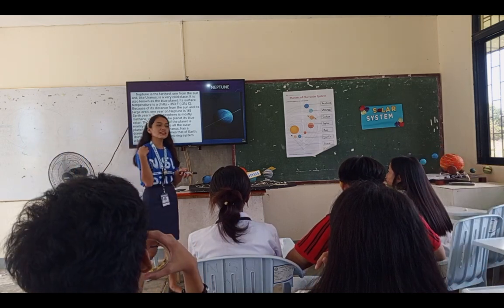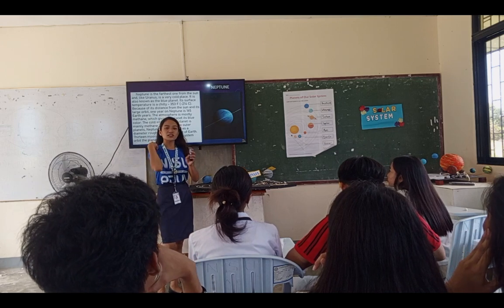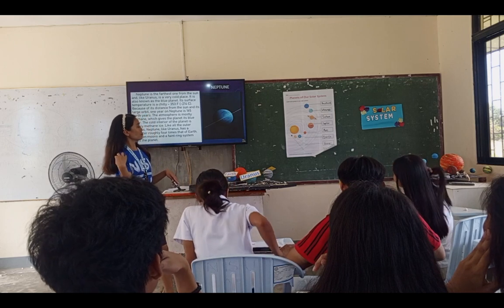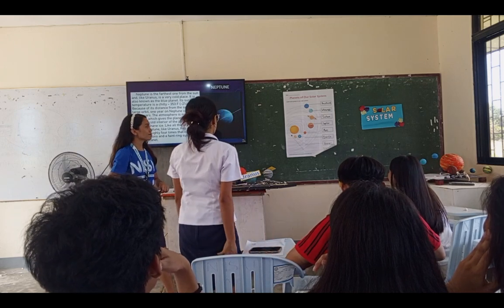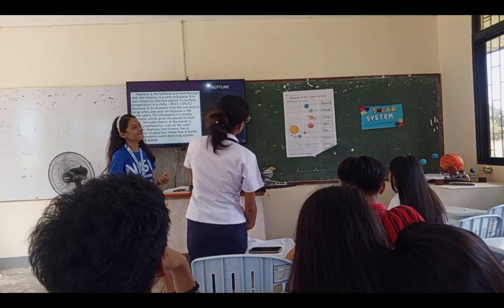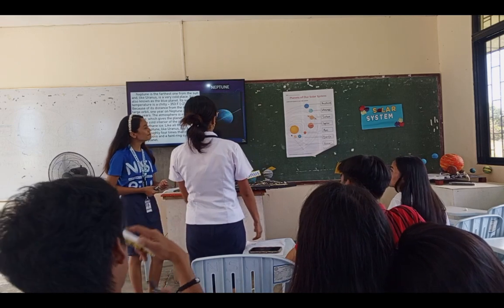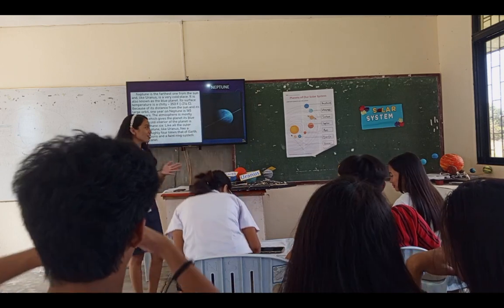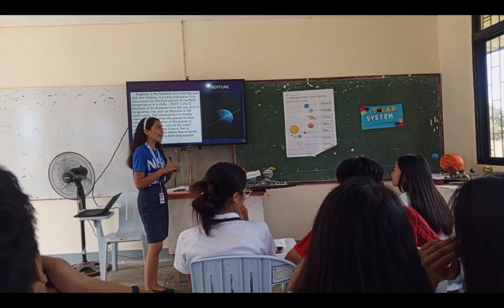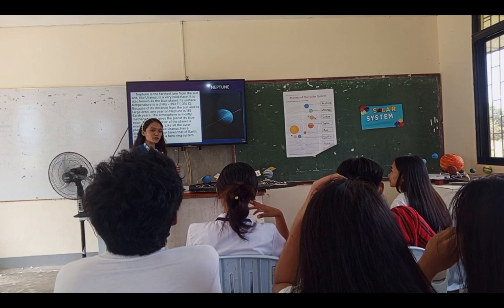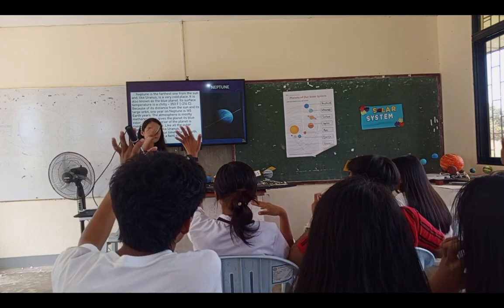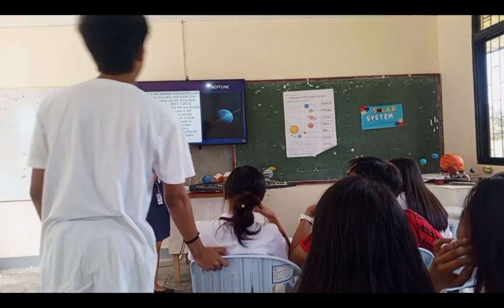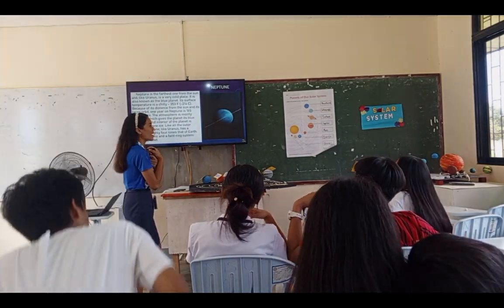Again, who can enumerate the planets in our solar system? Yes, Nicole? The 8 planets of our solar system are Mercury, Venus, Earth, Mars, Jupiter, Saturn, Uranus, and Neptune. That's right. Very good, Nicole. And these 8 planets are divided into 2 groups, which is? Caesar. Terrestrial and Jovian. Okay, that's right.